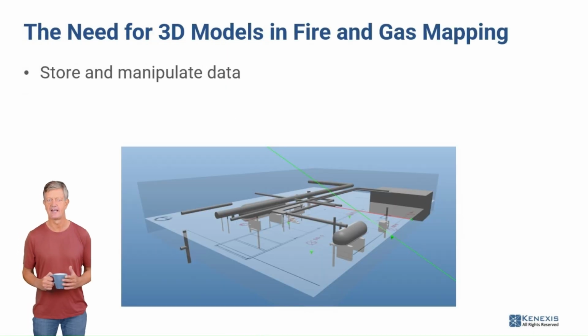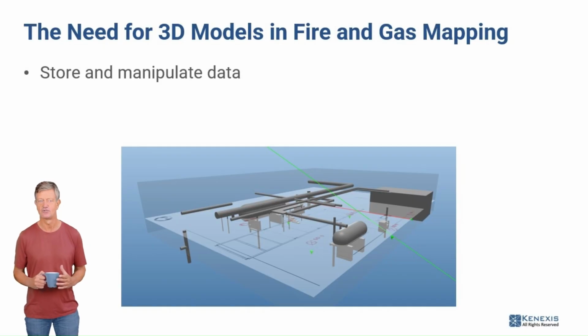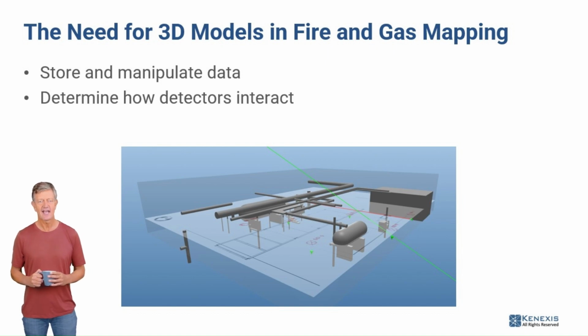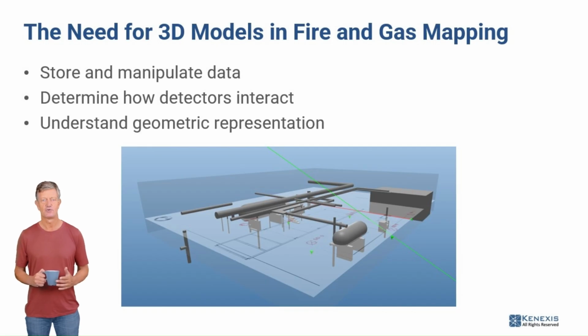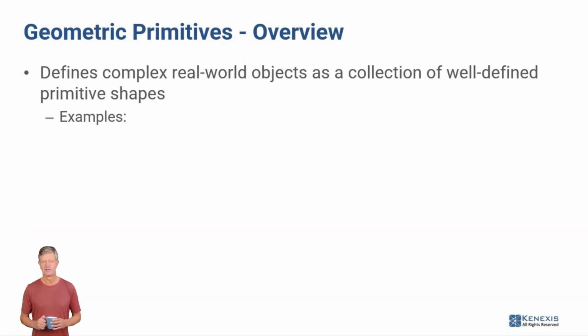Performing fire and gas mapping requires the ability to store and manipulate data that describes the geometry of the three-dimensional world. Fire and gas mapping software then uses this representation of geometry to determine how fire and gas detectors interact with the 3D model. To understand how the calculations are performed, you first need to understand how geometry is represented in mathematical 3D models. The first 3D modeling method we'll discuss is geometric primitives.